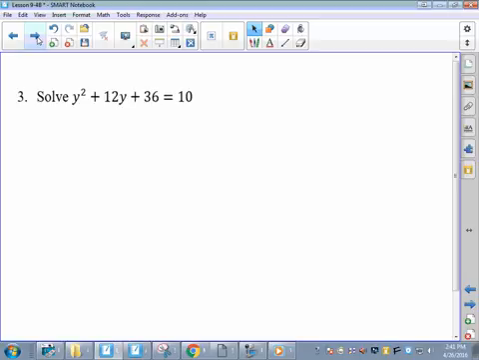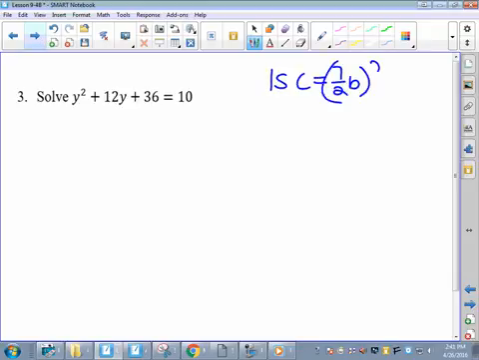So it's got a y squared plus 12y plus 36 equals 10. Before we do anything, let's check and see, is c equal to half of b squared? So what's my c value? What's my b value? Let's take half of b. So half of 12 equals 6. Square that and you get 36, exactly what we're looking for.